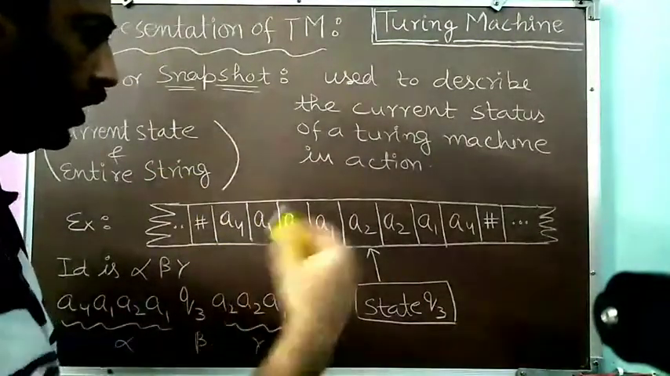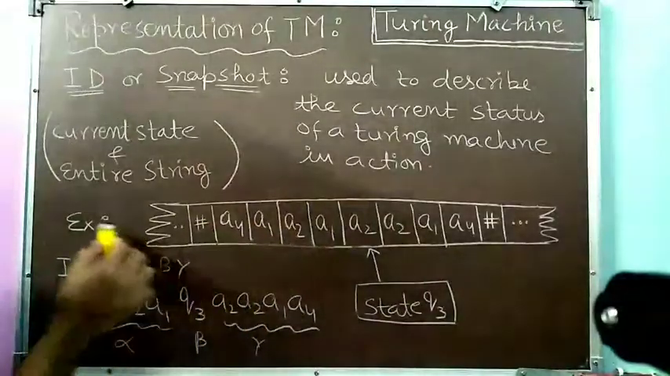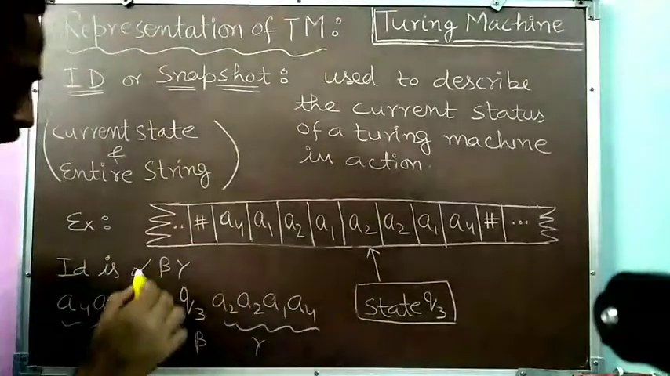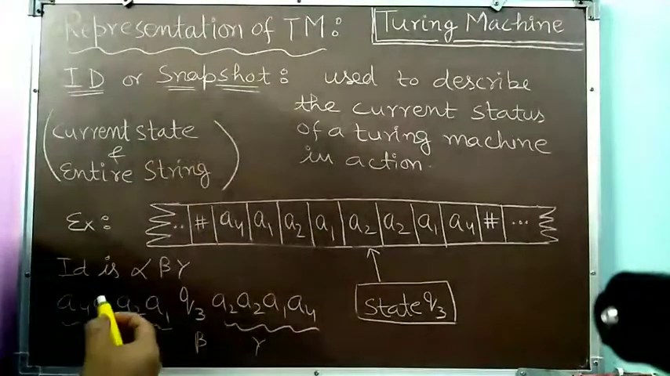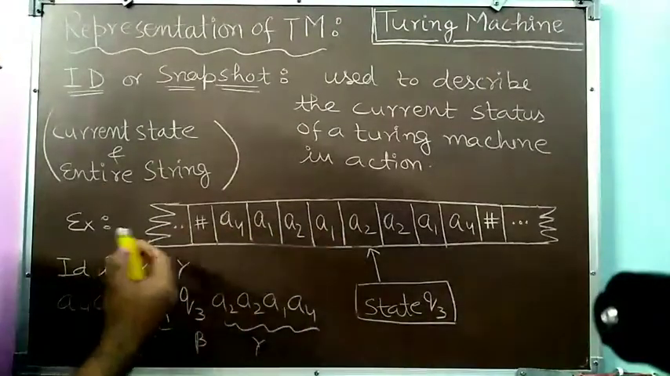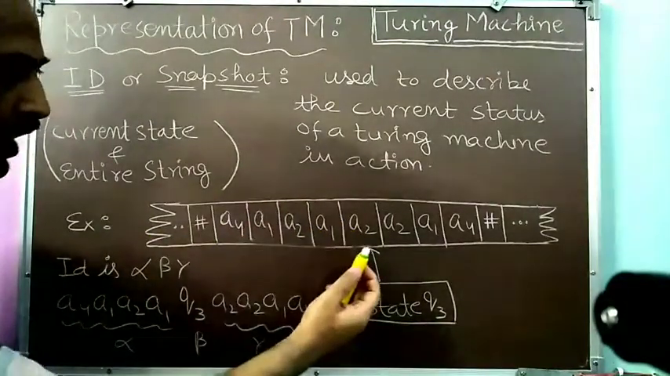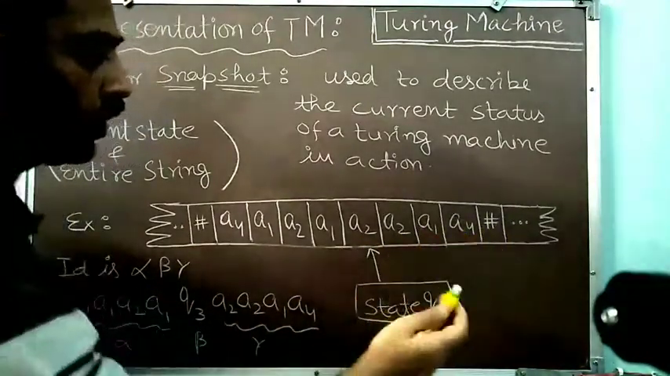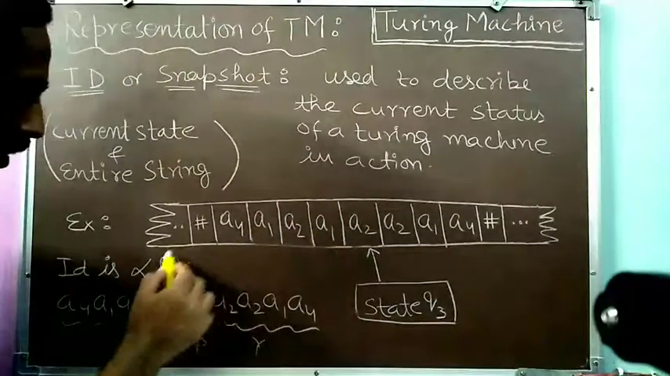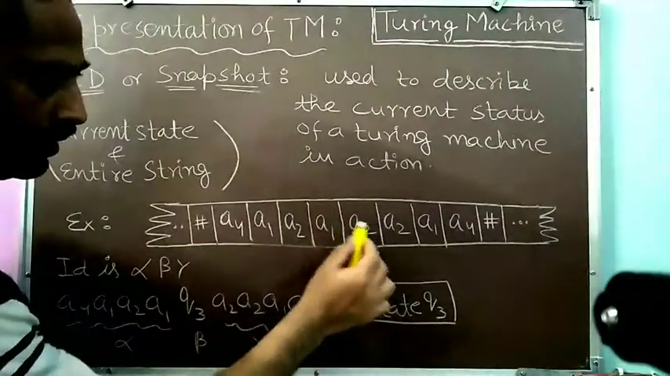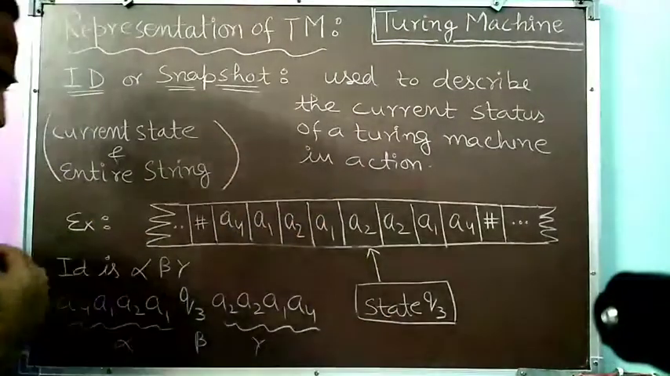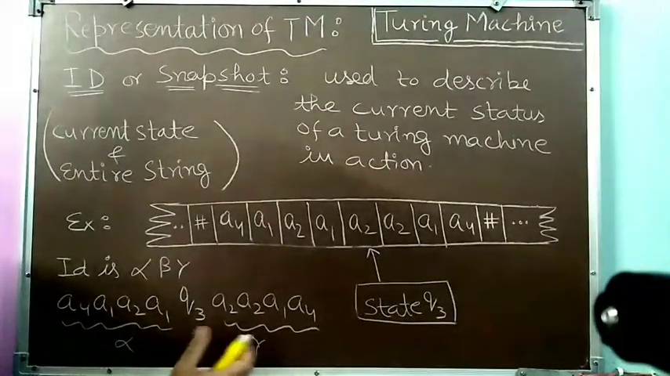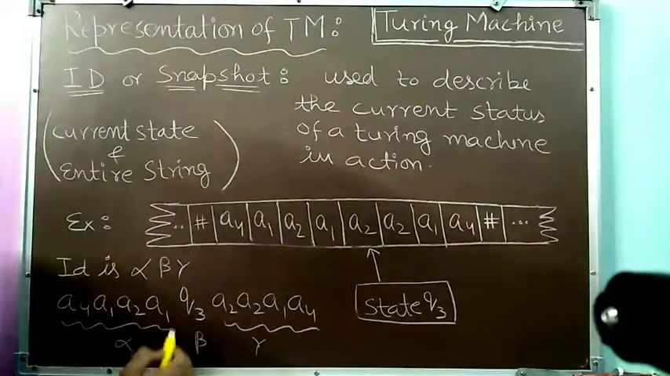In this manner, our ID or snapshot will be of the form alpha, beta, gamma, where beta will be the current state and alpha, gamma will be the whole string. Alpha is the left part of the string, the part towards the left of the read-write head, and gamma is the part of the string towards the right of the read-write head, with the first symbol of gamma under the read-write head. So if we combine alpha and gamma, we will find the whole string, and beta will be the state.